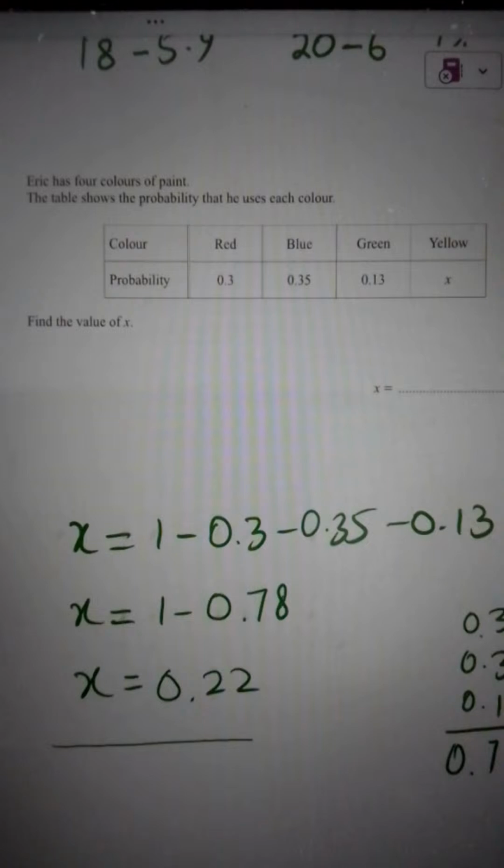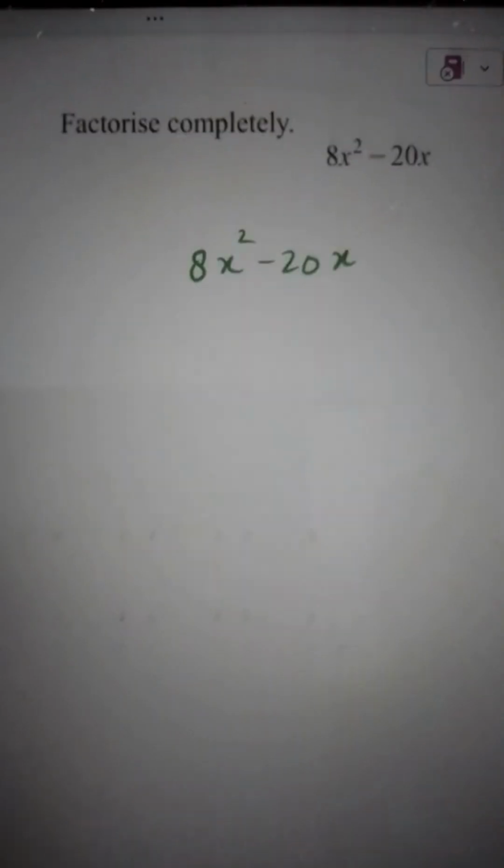Here is another. The next question is number 16. It's the simplest of the algebraic problems, where we have to factorize a very simple algebraic expression completely. It is very easy to do. 8x squared minus 20x can be written in factorized form.